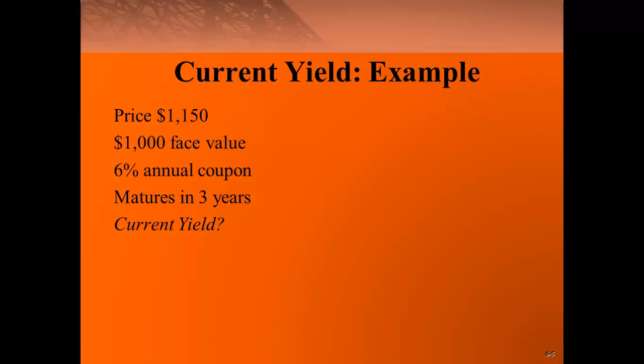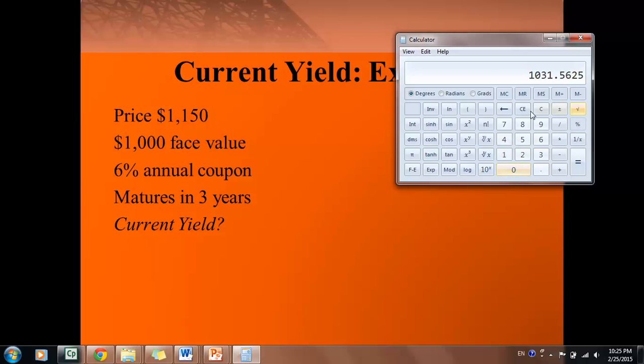The current yield is defined as the coupon as a percent of the price you paid for the bond. So going back to the calculator, you are getting 6%, or divided by 100, 0.06 times the face value 1,000. So we are getting $60 of coupon. This divided by the price we paid, that's 1150.